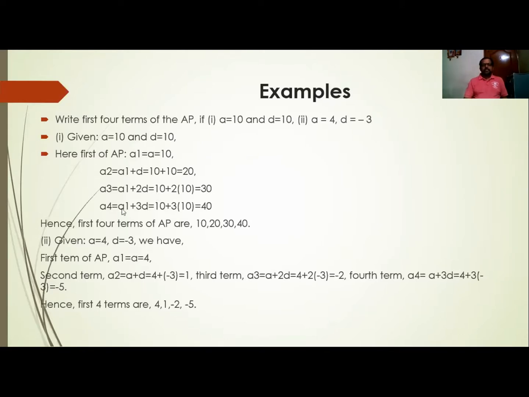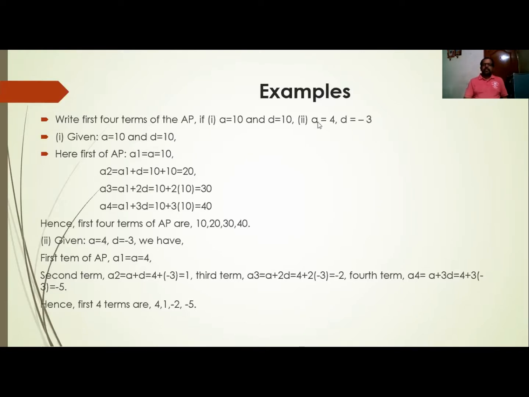And the fourth term of this AP is given by A1 plus 3D. So substituting the values, A1 as 10, D as 10, it gives us 10 plus 3 times 10, that is 10 plus 30, that gives us equal to 40. So in this way we can find the first four terms of AP. For this example, they are 10, 20, 30 and 40. So in such type of example, we can find the first four terms in this way.